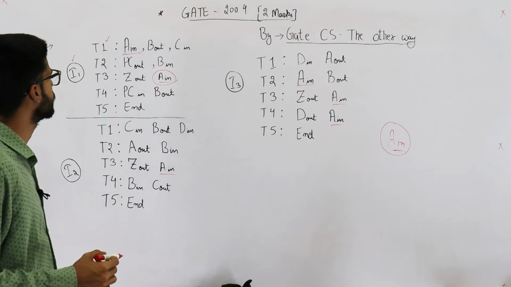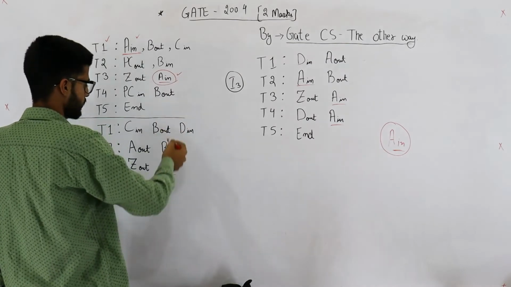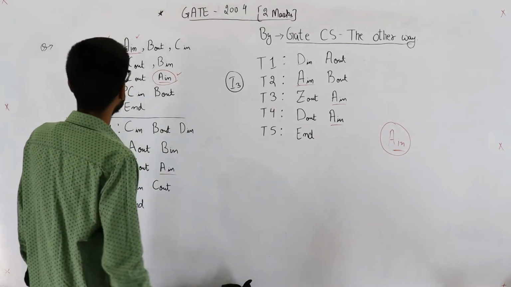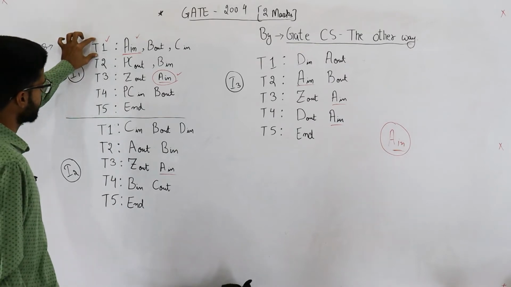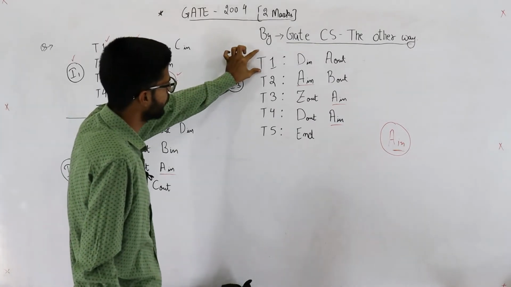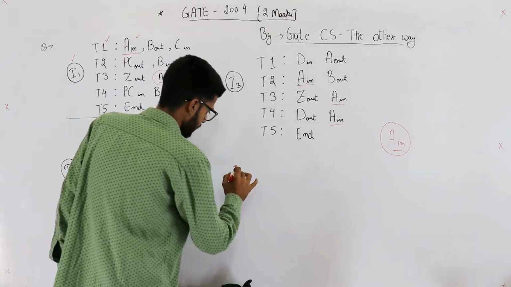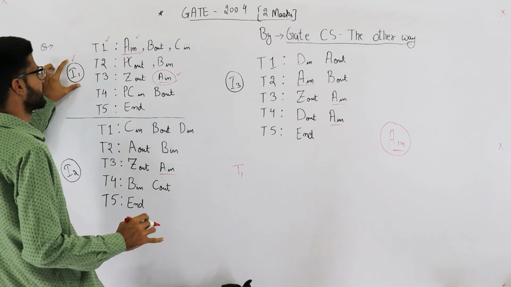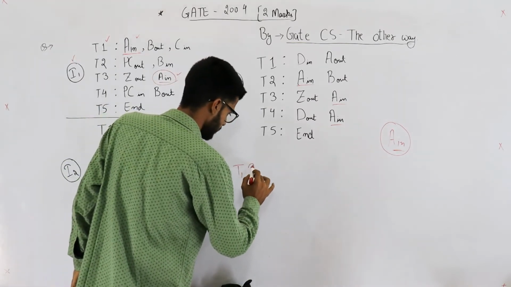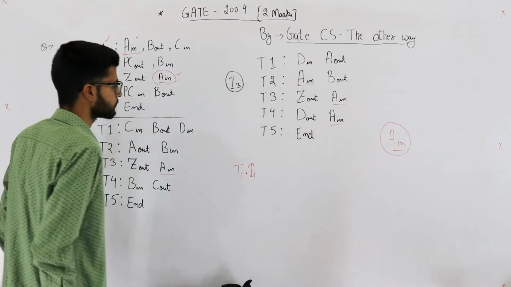Now let's find out what is the expression for A in. First thing that you need to do is mark wherever A in is written. Okay, so I've already underlined. Next thing that you'll do is analyze in T1 which all instructions need A in. In T1 only instruction I1 needs this signal. Okay, so T1 dot I1.